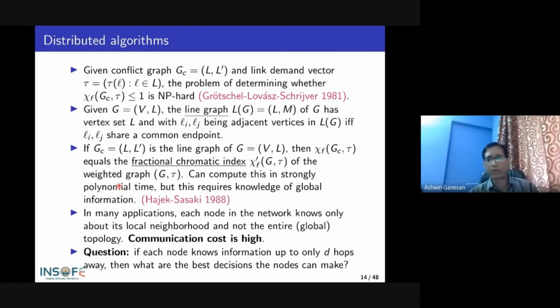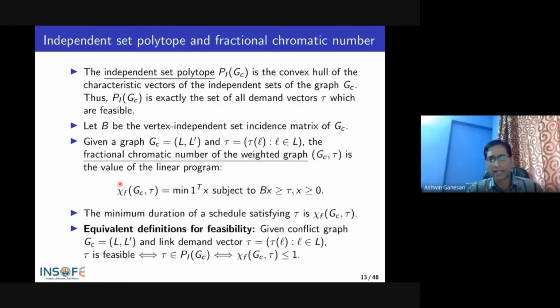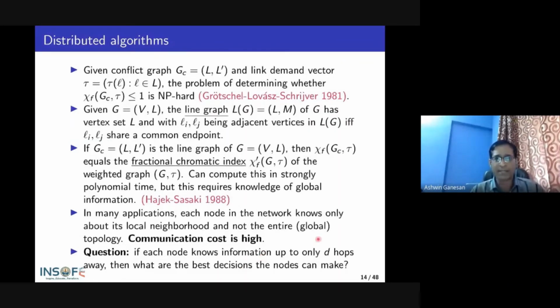So it looks like we're done with the problem, right? We're done because our goal was to determine whether the chromatic number of the conflict graph is at most 1. And we can even assume that the conflict graph is the line graph of G. So it looks like we're done because we've solved this problem in polynomial time. The problem is that you need to know the entire graph to make that decision. To find the fractional chromatic index of a graph, or for that matter, the chromatic index or the chromatic number of a graph, you need to know the entire graph.